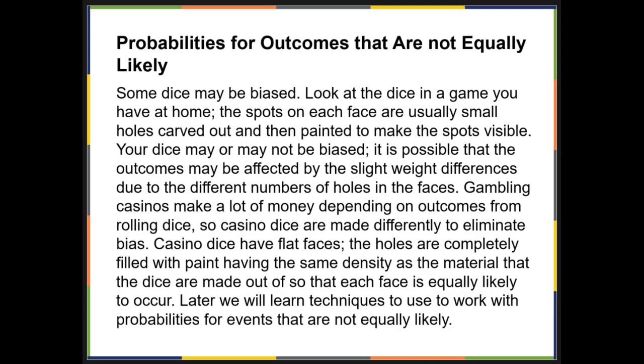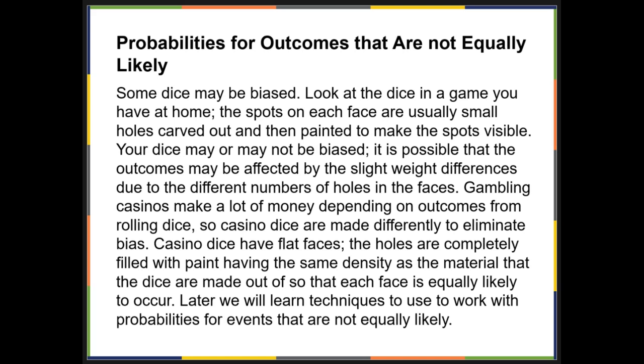Some dice may be biased as well. So look at the dice in a game you have at home. The spots on each face are usually small holes carved out and then painted to make the spots visible. Your dice may or may not be biased, but it's possible that the outcomes may be affected by the slight weight differences due to the different number of holes in the faces.